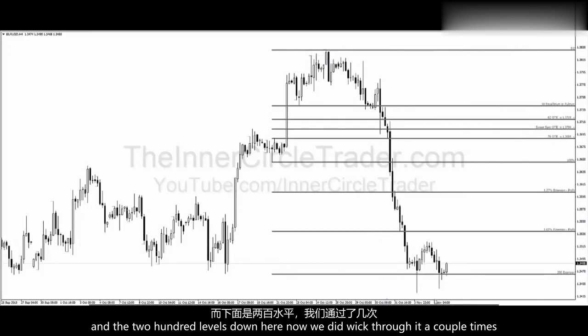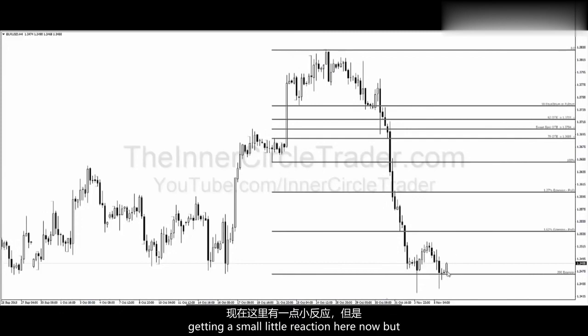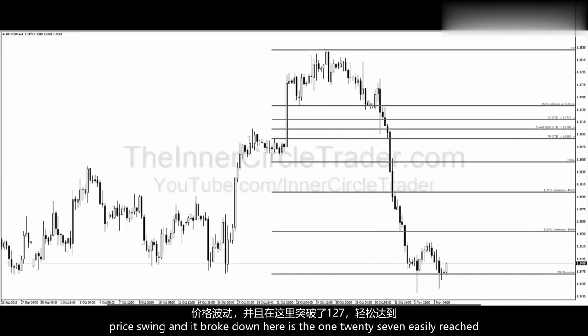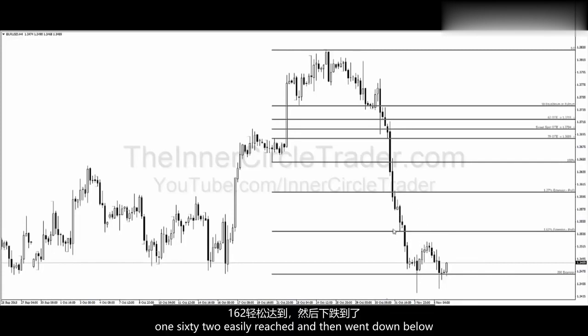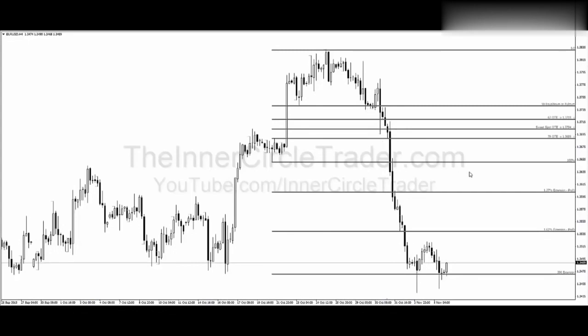Now we did wick through it a couple times, getting a small little reaction in here now, but this is the overall price swing, and it broke down. Here is the 127 easily reached, 162 easily reached, and then went down below these market structure lows over here. Okay, so you can see the complete fruition of the market maker sell model here.